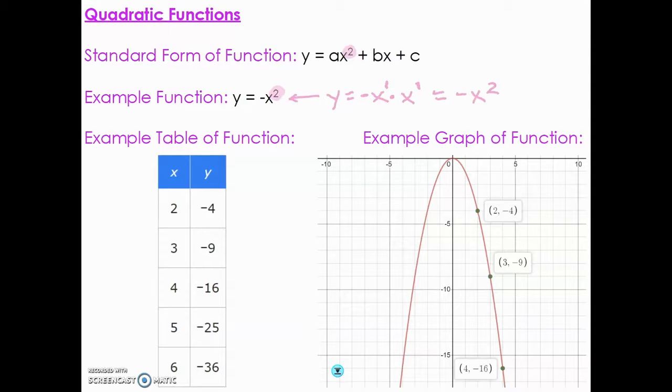So you can see it written both ways, either as the condensed form over here or as the expanded form over here. Both will simplify to that negative x squared.